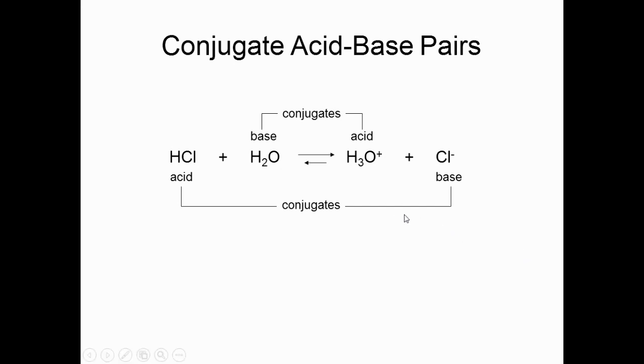Now the reason this is considered a base is if we run this reaction in reverse, you can see that the hydronium ion will donate a proton and the chloride ion will accept that proton, and therefore the chloride ion will be acting as a Bronsted-Lowry base. It does not generally go from right to left, as hydrochloric acid is a strong acid. Generally, we use the term conjugates more for weak acids and weak bases, but I just want to identify it using the hydrochloric acid.